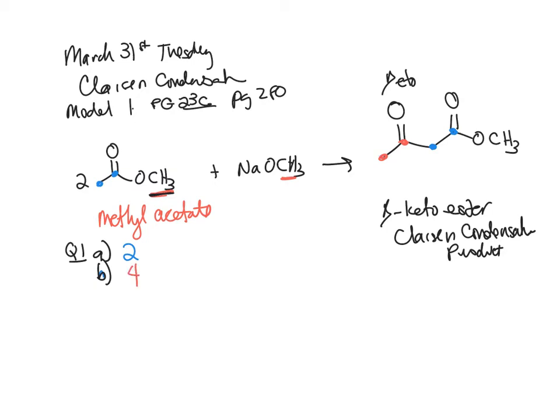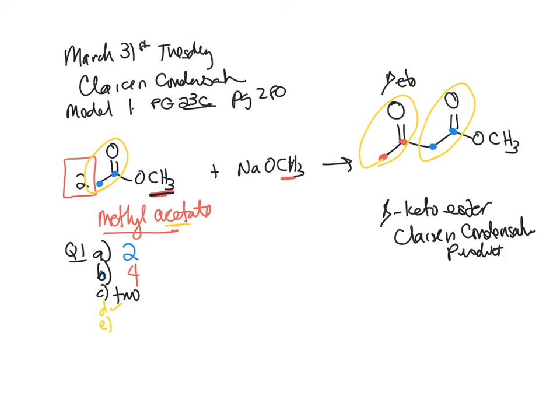How many molecules of methyl acetate combine to form the Claisen product? See the number 2? So the answer is 2. Circle each acetate portion in the Claisen product. Okay, so the acetate portion is this portion right here. That's acetate, 2 carbons. So it's here and it's here. So that's the acetate portion.